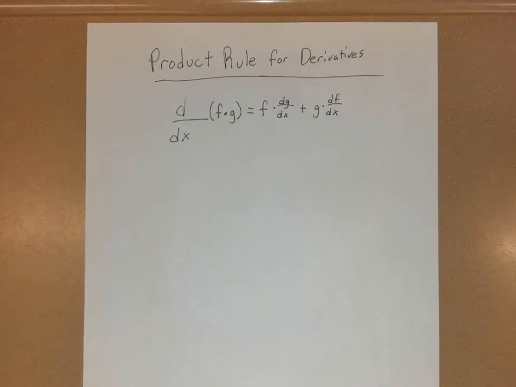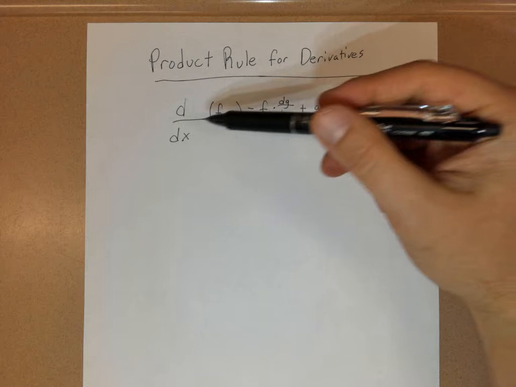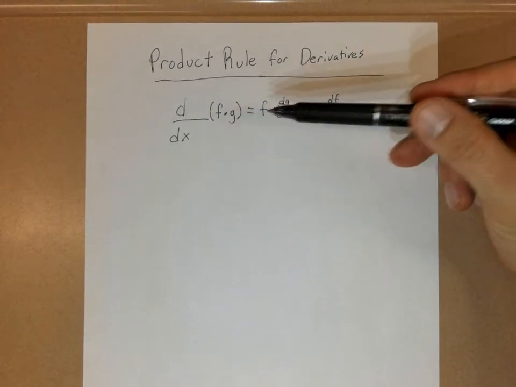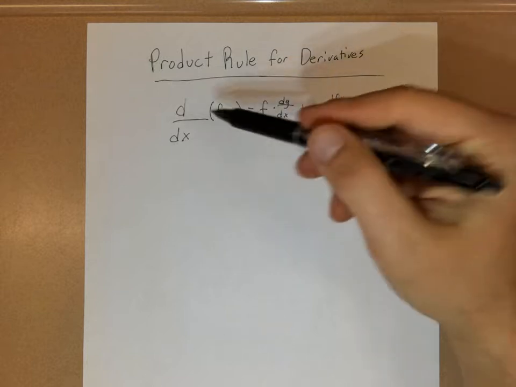Hey, this is Mr. K, and today we're going to go over the product rule for derivatives. So you'll see the product rule for derivatives written many different ways. One way that you'll see it might be like this, only they might use the letters U and V. I like using F and G.